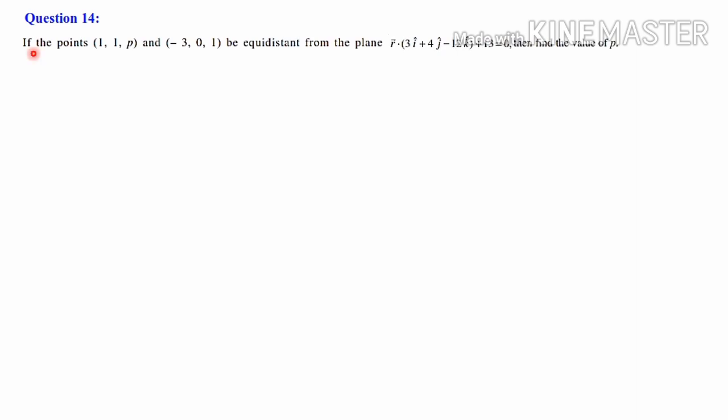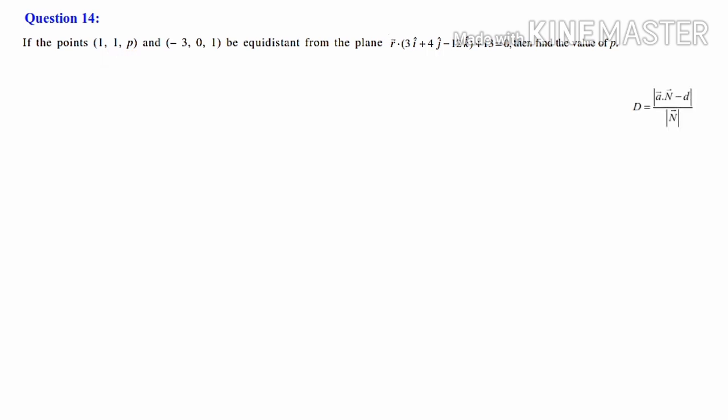Next we shall discuss question number 14. The question is: if the points (1, 1, p) and (minus 3, 0, 1) are equidistant from the plane vector r dot (3i cap plus 4j cap minus 12k cap) plus 13 equal to 0, then find the value of p. So let's go through the question. Two points are given to us and these two points are equidistant from this plane. That is the condition. So we have learned the formula for finding the distance between a point and a plane.